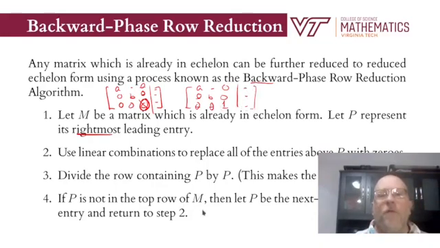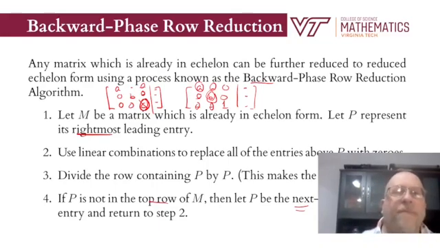And then we will take the next rightmost leading entry, which would be this one, and do the same thing. Turn the entry above it into a 0, and then divide this row by B to make it a 1. Then we move backwards. We're moving back to the first row leading entry. And once we get to the top row, we're done, but otherwise we keep moving backwards.